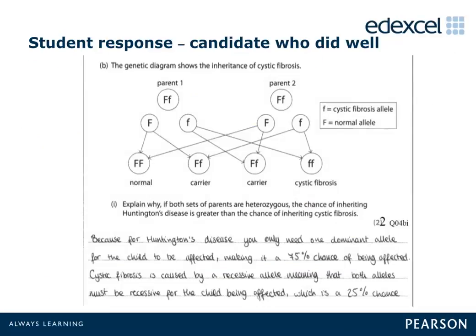The next 4 slides concern Question 4, Part B2, which was an interpretation from the diagram, needing details of genetic inheritance to be given to explain how cystic fibrosis can be inherited. This candidate was able to use the correct genetic terms, stating that 2 recessive alleles needed to be inherited in order for cystic fibrosis to be inherited.